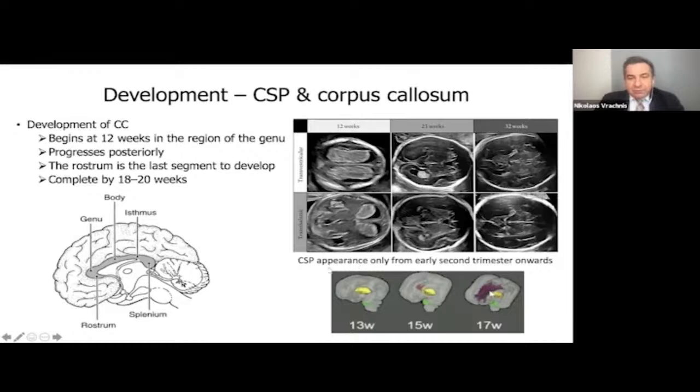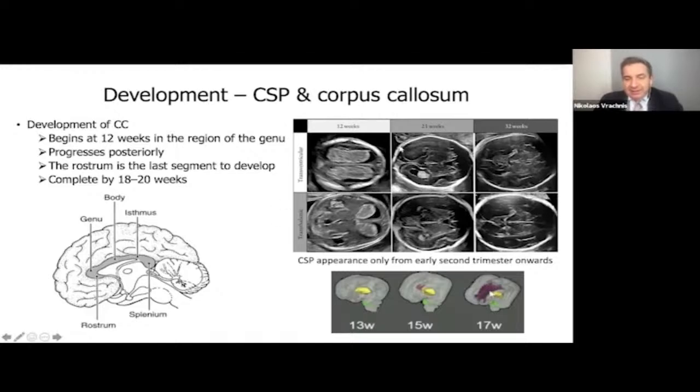So if we have a look at the brain with some special studies of miscarriage fetuses, we see that by 13 weeks we cannot see any fibers of corpus callosum. Then it starts developing at 15 weeks, and by 17 weeks the development is almost complete, because it is completed by 20 weeks.